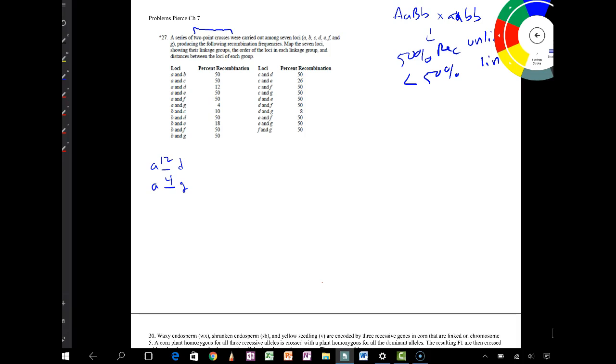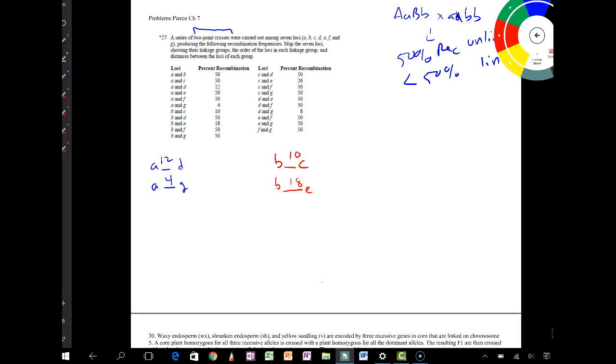So that means B and C are in a different group, what we call a linkage group. B and C are linked together, 10 map units apart, in their own linkage group. B and D are not linked. B and E are linked, 18 map units. Because B and C are linked and B and E are linked, C and E need to be linked because they're all on the same chromosome.